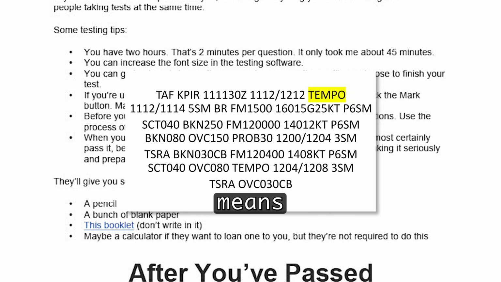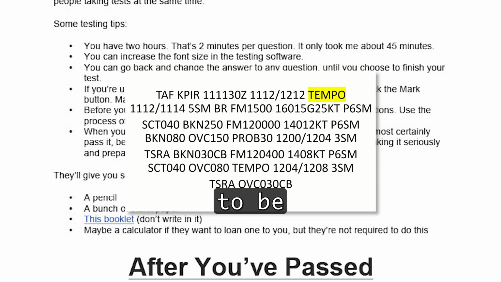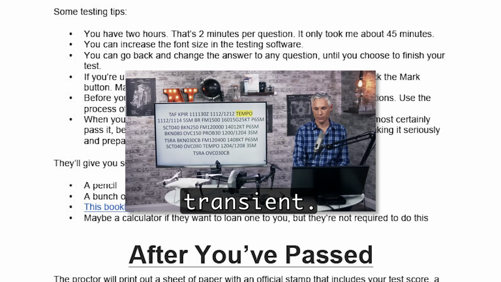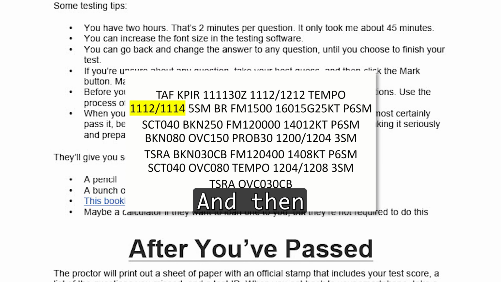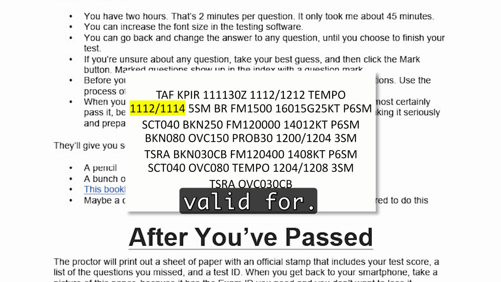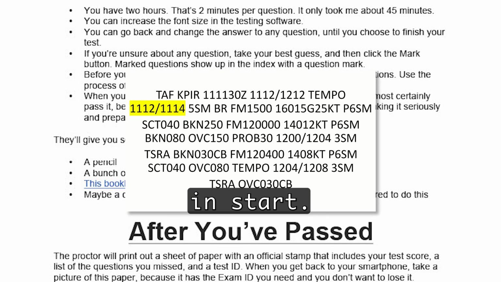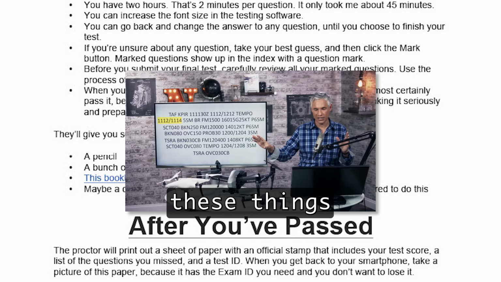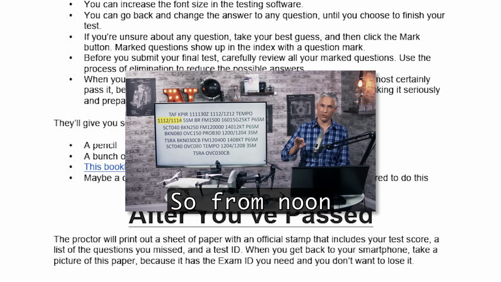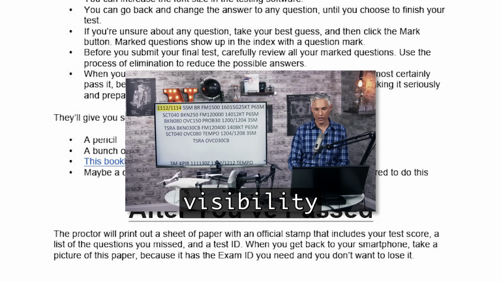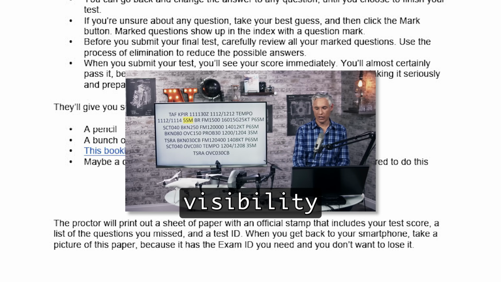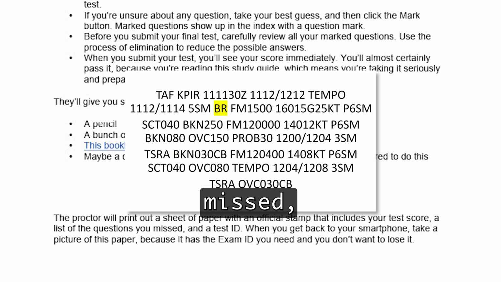Tempo means that the following conditions are going to be kind of temporary, kind of transient. And then you'll see the period of time that the following conditions are valid for. We already established when it's going to start. Now we're saying, hey, we're temporarily going to see these things on the 11th day of the month from 12 to 1400 hours. So from noon to 2 p.m. Visibility is 5 SM. Whenever you see SM, statute miles, that's indicating visibility. Remember what BR meant from earlier? Mist, there'll be some mist.